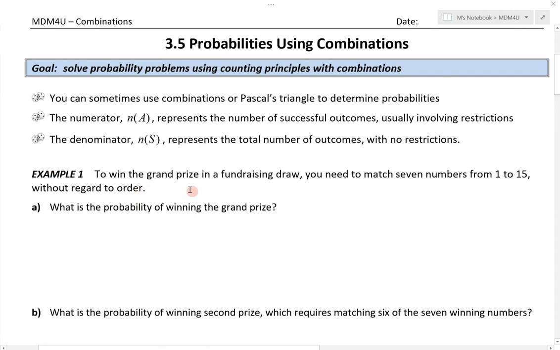To win the grand prize in a fundraising draw, you need to match 7 numbers from 1 to 15 without regard to order. Part A. What is the probability of winning the grand prize? So let's look at how we calculate n of A.